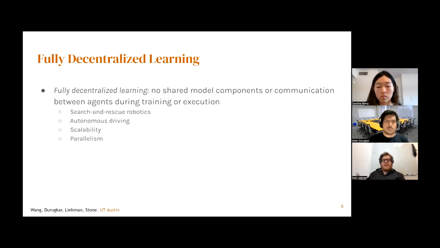And this is relevant in a lot of use cases, such as search and rescue robotics and autonomous driving. Say in a lifelong learning scenario where you have multiple agents which need to adapt to new tasks all the time, in terms of scalability, you can't afford to have them retrain centrally for every new task that you face. And of course, there's the ability to parallelize, and have the same agent manage multiple tasks at once with varying teams, etc.